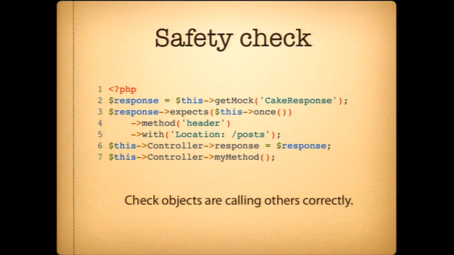So it's a good way to ensure that the code you've written properly interacts with the code that you have from a library or other objects you have in your application. So you can ensure that interactions are happening properly, and also that they're happening in the correct order and the correct number of times.